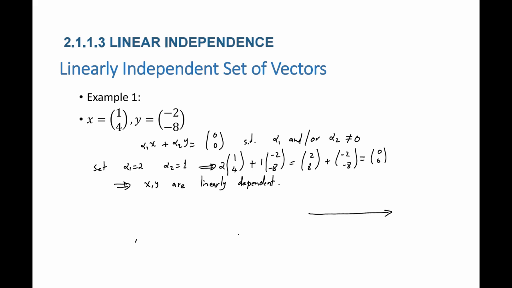If we look geometrically, the vectors x and y are actually on the same line. X has one component, the component 1 in the horizontal direction, and the component 4 in the vertical direction. So if this is x, y on the other hand has -2 and -8, and so this is y. So you can see that they are both on the same line. They're linearly dependent.